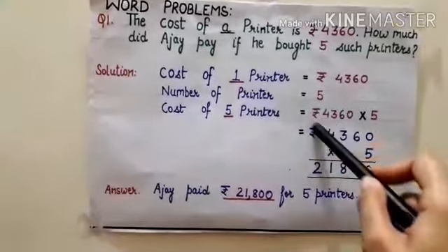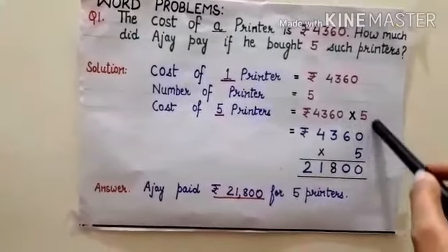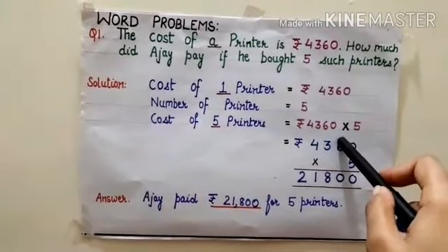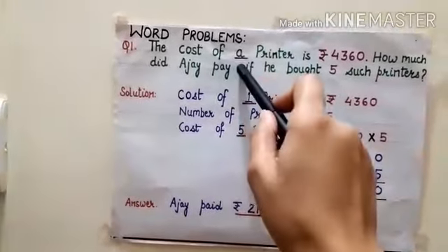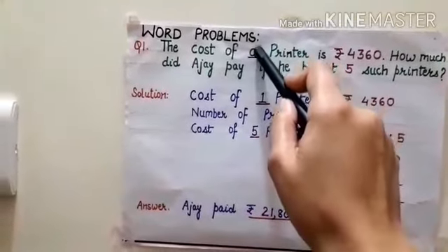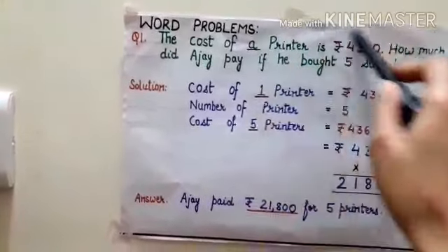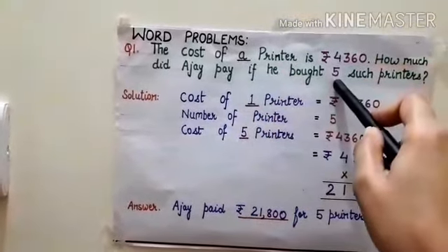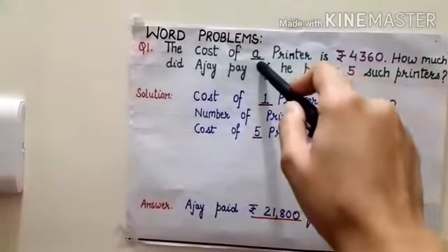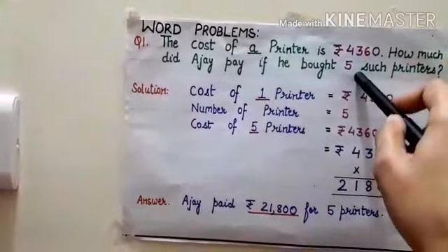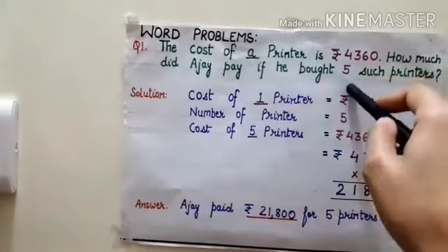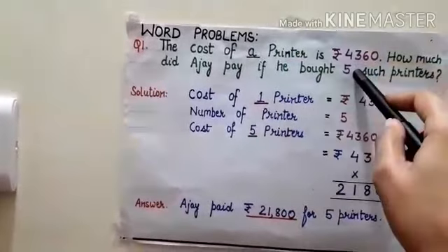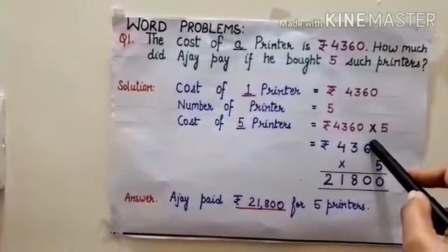So why do we multiply this cost of one printer by 5? Because here we have to find the cost of 5 printers. And why do we opt for multiplication? For that, look at the question. When you find that you are moving from a smaller value to a greater value, that is, here the cost of one printer is given and you have to find the cost of 5 printers, it means that you are moving from 1 to 5. Here 1 is the smaller value and 5 is the greater value. So whenever in the question you are moving from a smaller to a greater value, you do multiplication.